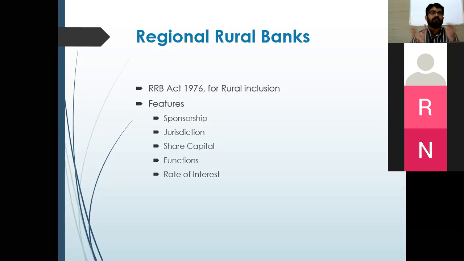So that is how the capital is built up. Around 25 lakhs of capital is what is required. The authorized capital has been fixed at 1 crore, with issued capital of around 25 lakhs, and it is shared in the ratio of 50 is to 15 is to 35 amongst the central government, the state government, and the sponsoring bank. So that is what the share capital consists of.